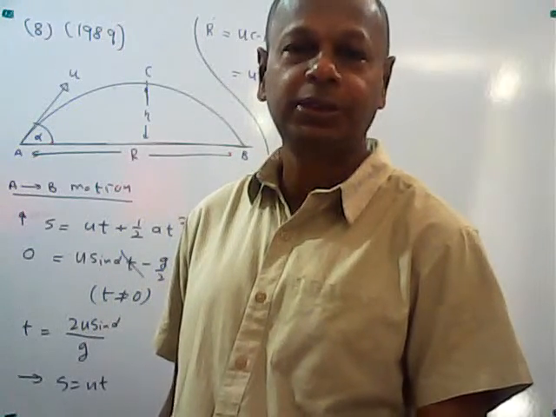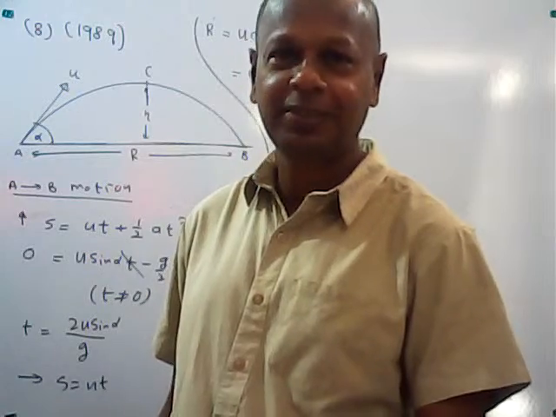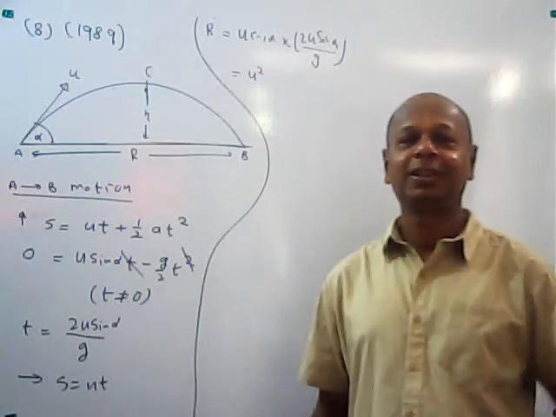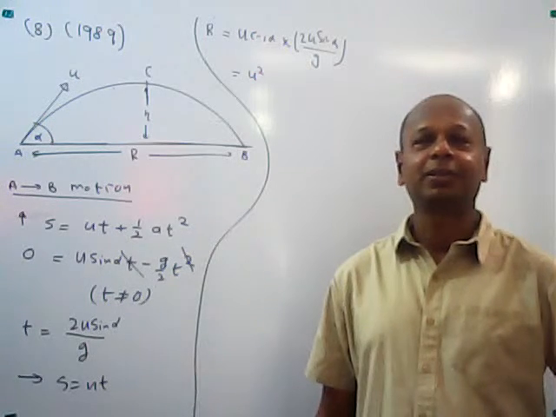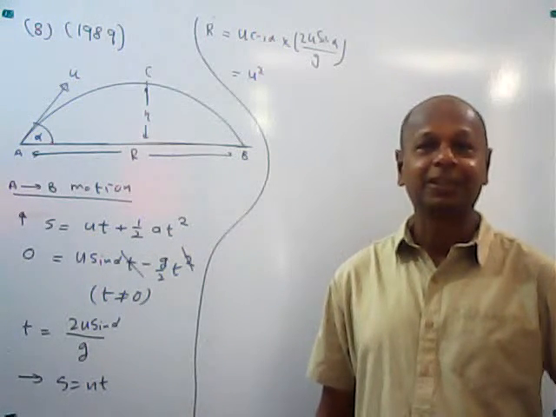Instead of 1 over g, they have written g to the power minus 1. That's how it is given. Sometimes this is enough for somebody to forget everything and get confused.